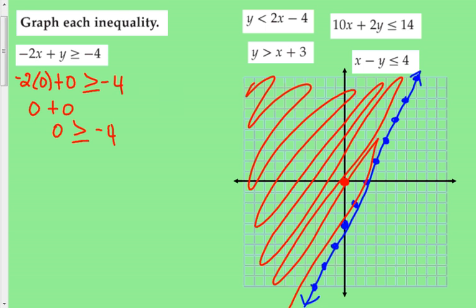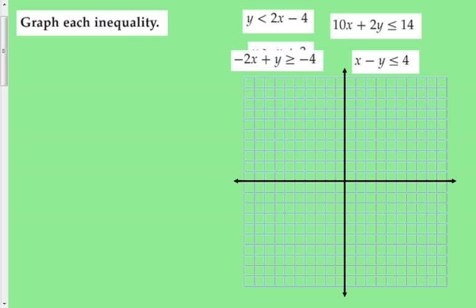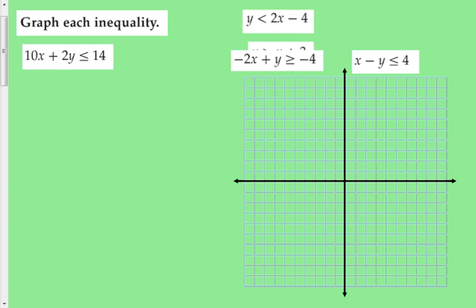Now, the same would be true if it's a less than. Ink off here. Switch around to one that's less than or equal to. And let's just see how this works.